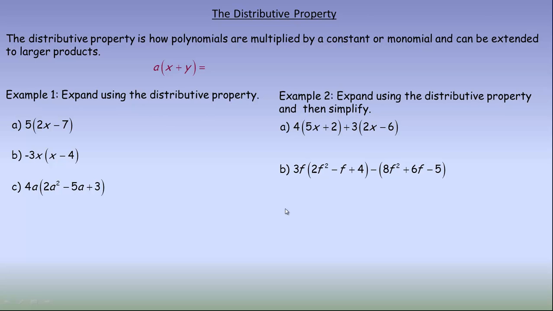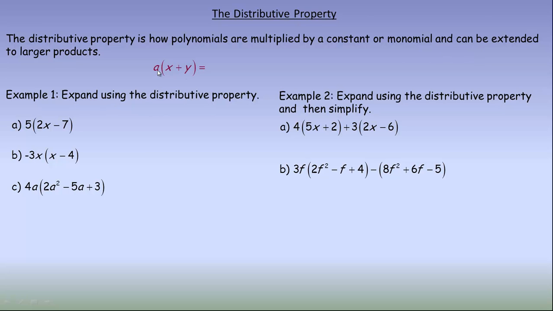The purpose of this video is to show how the distributive property works. And the distributive property is how polynomials are multiplied by a constant or a monomial, and that's what we'll talk about here. It can also be extended to larger products too. We won't get into that in this lesson, but it can be.